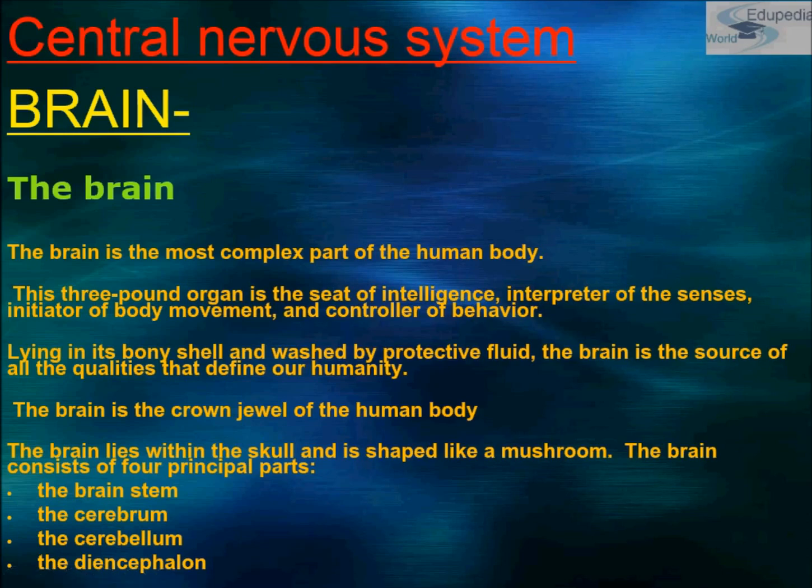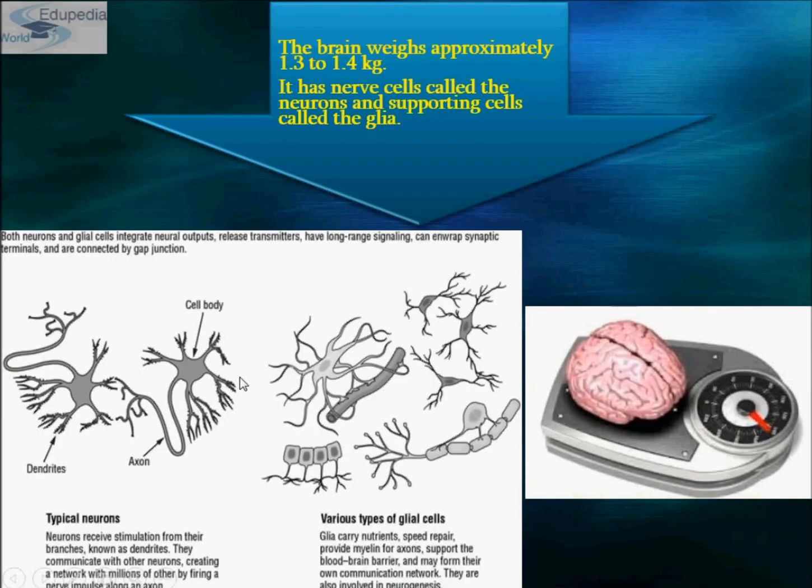A brain consists of 4 principal parts, and which are those? Brain stem, cerebrum, cerebellum and diencephalon. So let's proceed towards our divisions. But before proceeding, I would like to tell you that the human brain weighs approximately 1.3 to 1.4 kg.